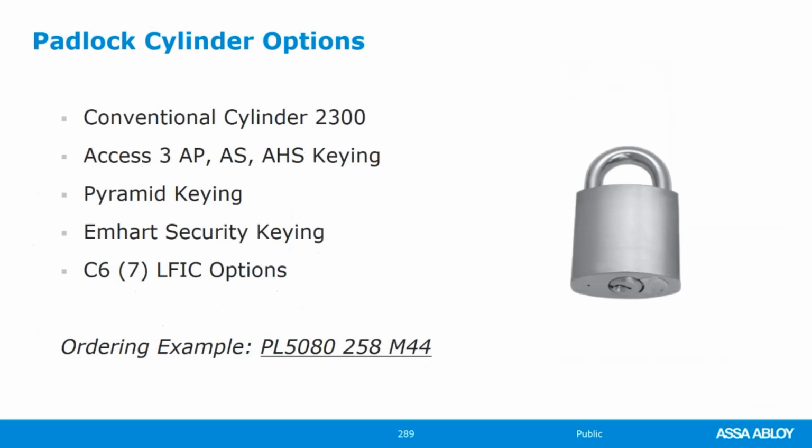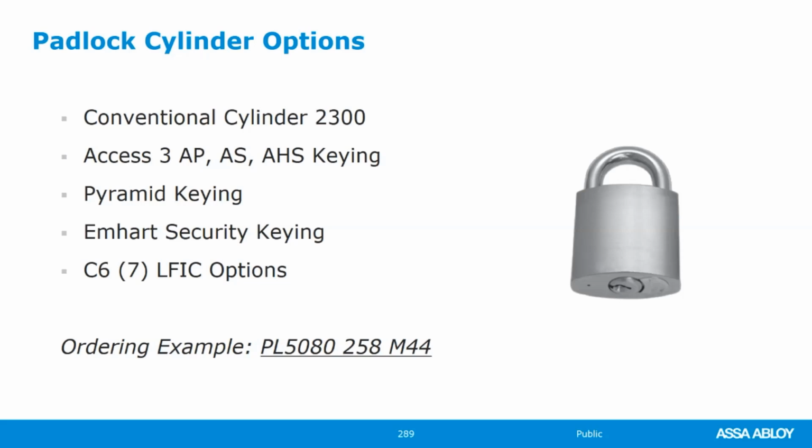The cylinder that we typically use for our conventional would be our 2300 series, which is a component type cylinder. You'll notice that the picture looks like an interchangeable core. That is not an interchangeable core. The component cylinder fits in there, and that piece actually is what locks it into place. We can do our Access 3, our Pyramid, our M-Heart. We can also do our large format interchangeable core options. The only thing we don't offer is small format with this.